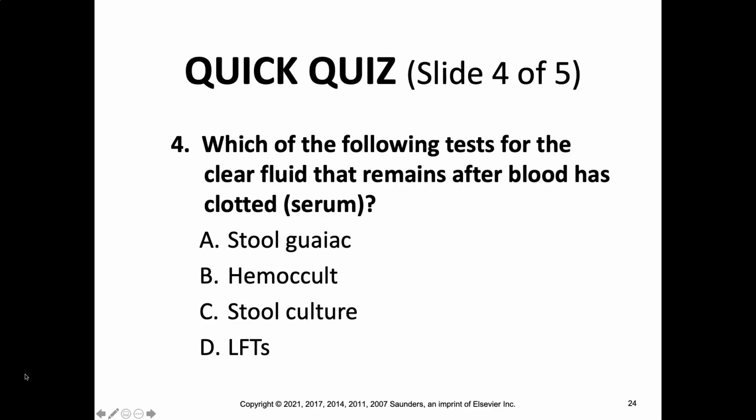So, which of the following tests for the clear fluid that remains after the blood has clotted? Okay. You're looking for clear fluid. This is a tough one. You might have to go back to your book to find the answer on this one.